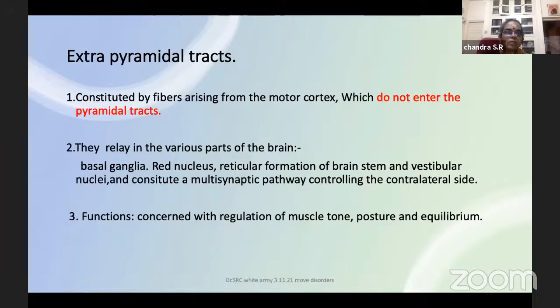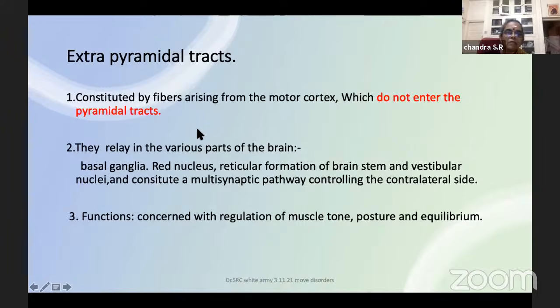Now we will come to the tracts. The gray matter in the subcortical gray matter is connected through various tracts. And these tracts are called the extrapyramidal tracts. So what are these extrapyramidal tracts? It is constituted by fibers arising from the motor cortex, which do not enter the pyramidal tract. So again, it comes from the cortical area, which links with the extrapyramidal system. They do not enter the pyramidal tract, so they are extrapyramidal.